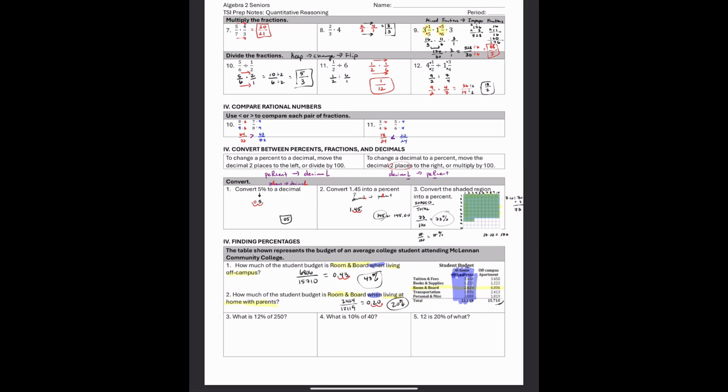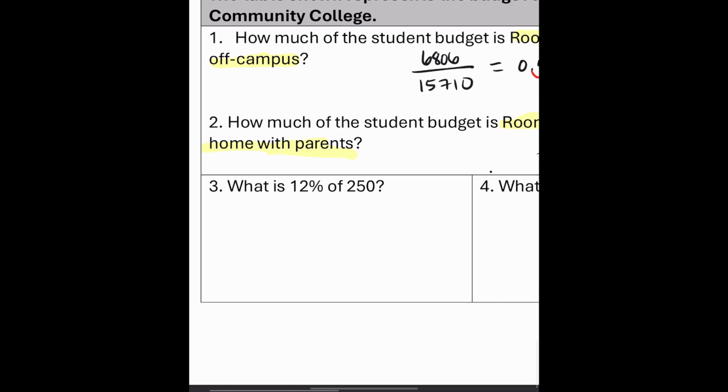All right, so here we go. Number 3, what is 12% of 250? So one of the key words that I want you to know is that whenever I see the word is, that just means equals in mathematics, right? Whenever I see the word of, that means multiplication.